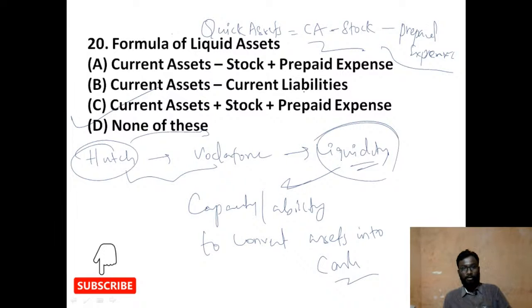So we got the answer. The quick assets is equal to current assets minus stock minus prepaid expenses. We don't have that option in the question. So option D, none of these, is the correct answer.